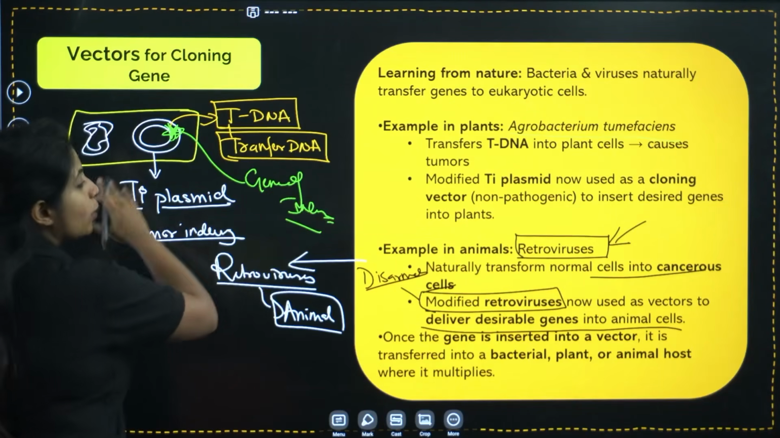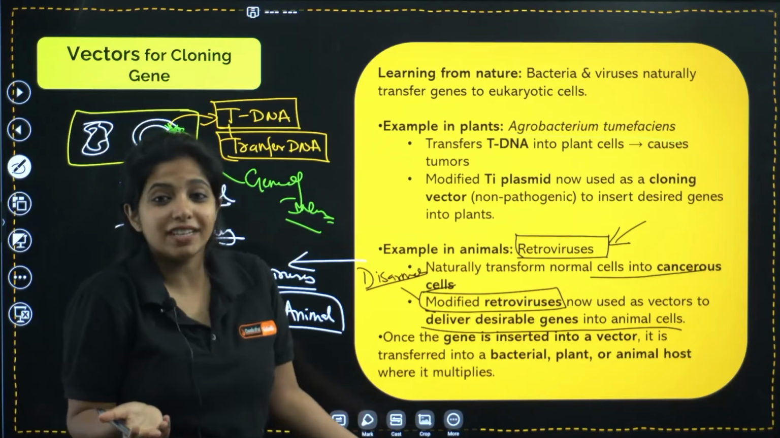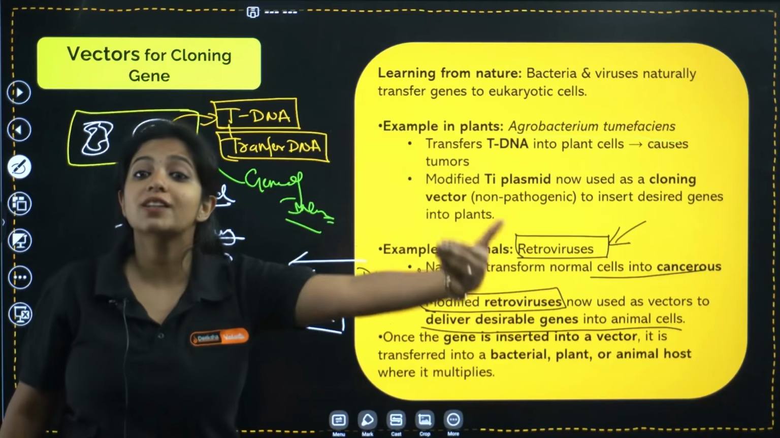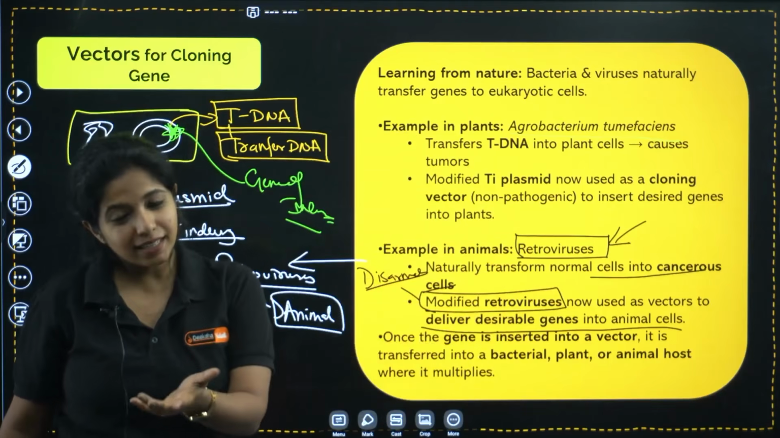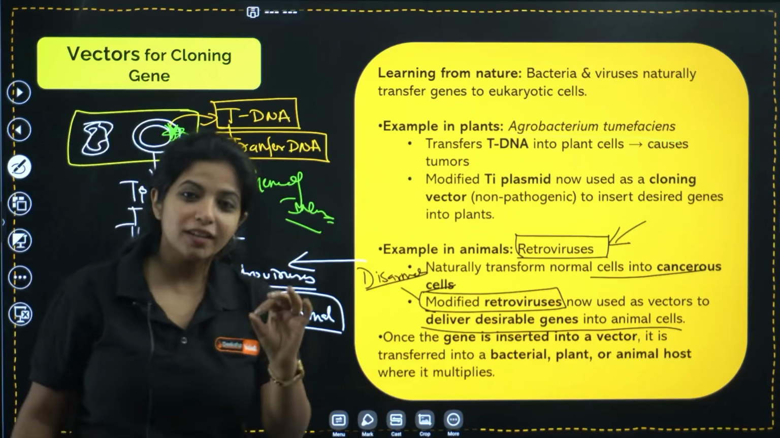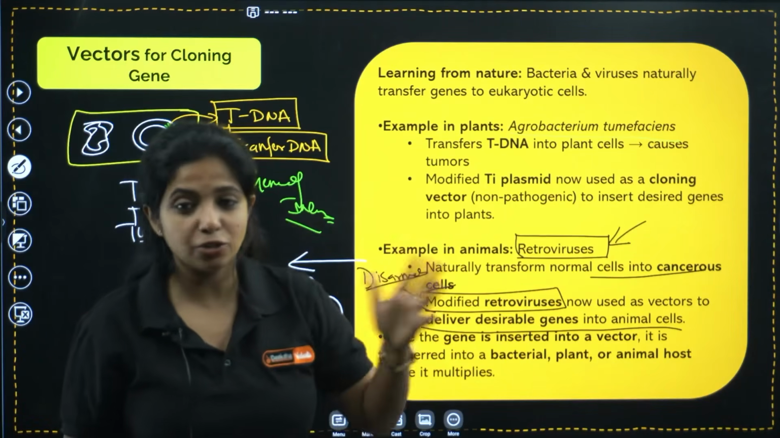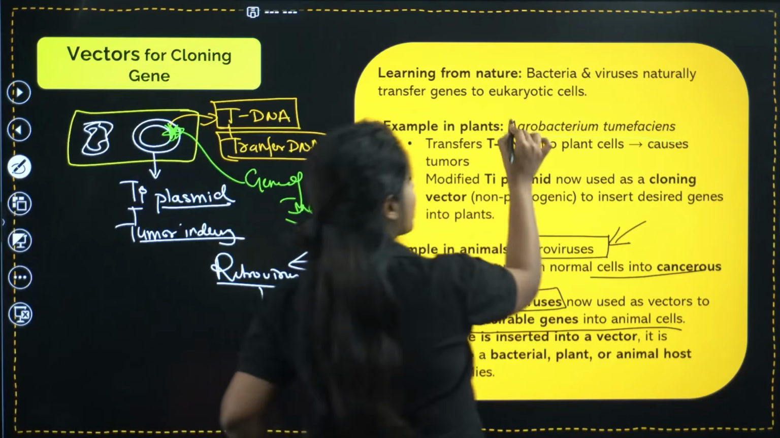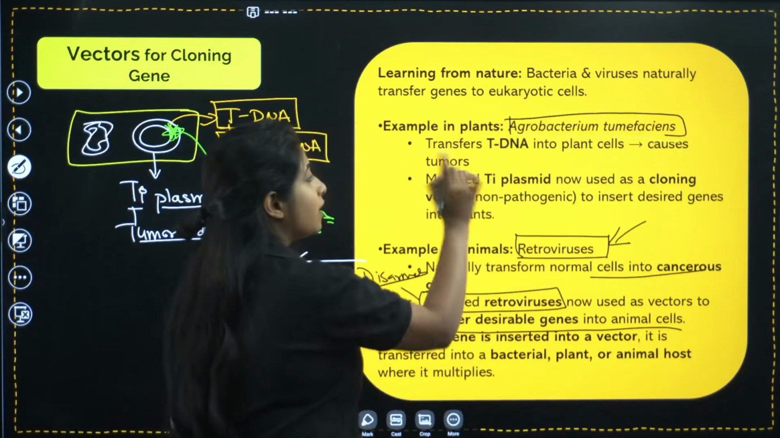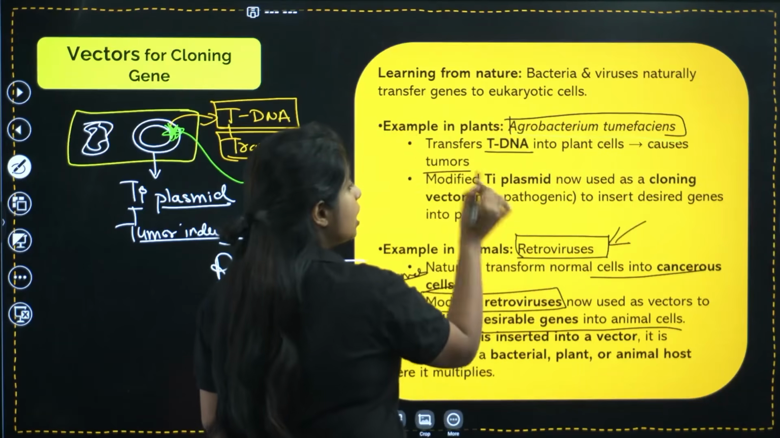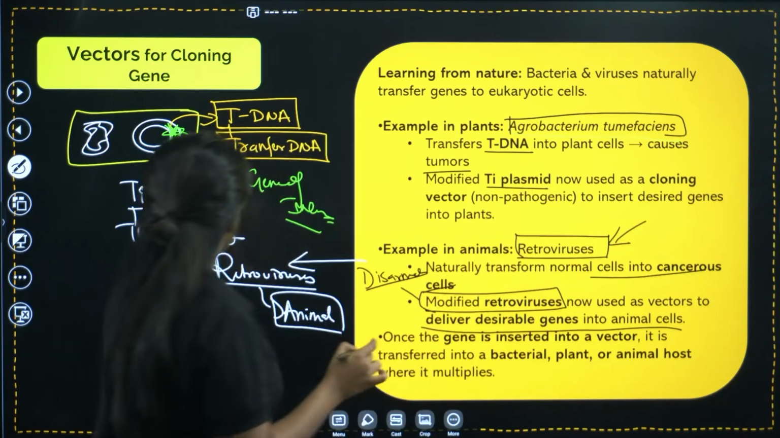It is still going to affect the organism. It thinks that I have the tDNA, but it does not have the tDNA. It actually has the gene of interest. So the gene of interest is now going to be transferred. So isn't it acting like a vector? Obviously yes. So my dear children, vector in the case of plants. In the case of animals, you know it is retrovirus. In the case of plants, it is going to be what? Agrobacterium tumefaciens. Always remember, it transfers tDNA or transfer DNA into the plant cells and causes tumors. Now modified Ti plasmid. This is a normal Ti plasmid.